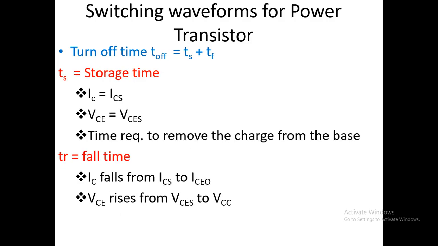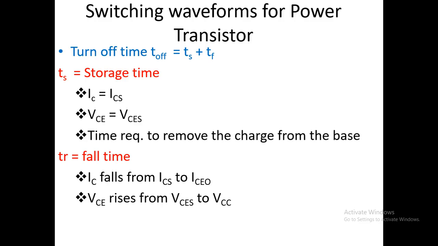And the turn off process, that is the turn off time, will be equal to Toff is equal to Ts plus Tf, that is storage time and fall time. During the storage time, IC is equal to ICS and VCE is equal to VCES, and after the storage time the current will start to decrease and the voltage will start to increase. So the storage time is the time required to remove the charge from the base, that is to remove the trapped charges or the saturated charges from the base.